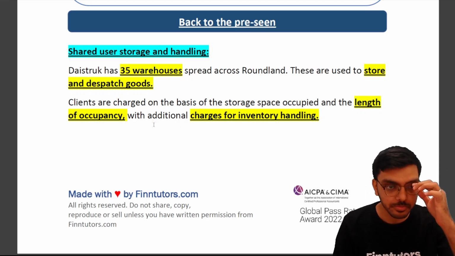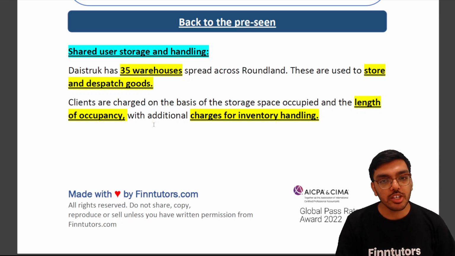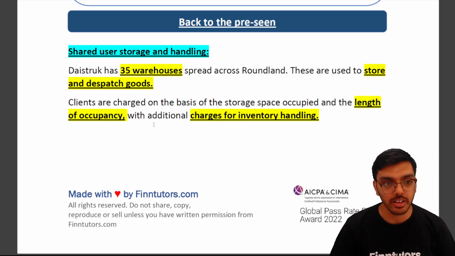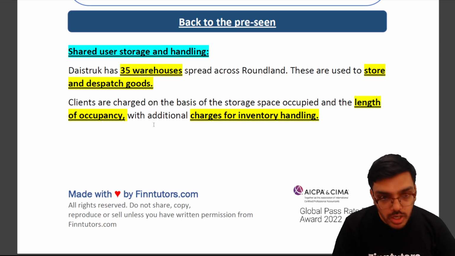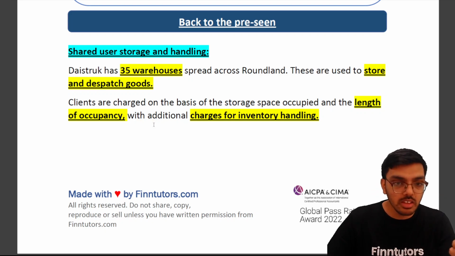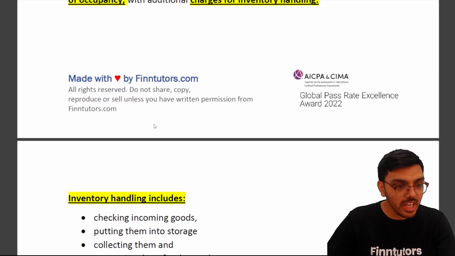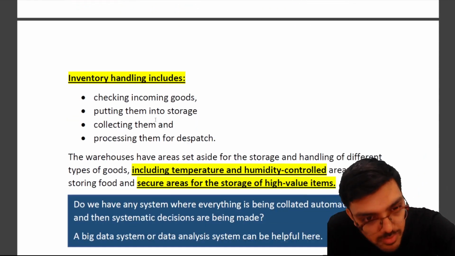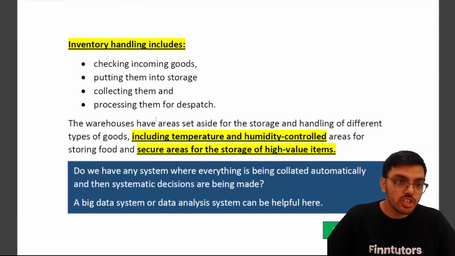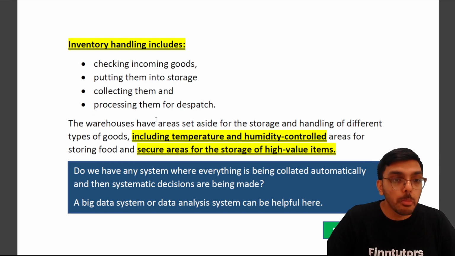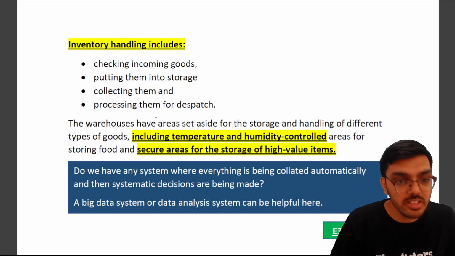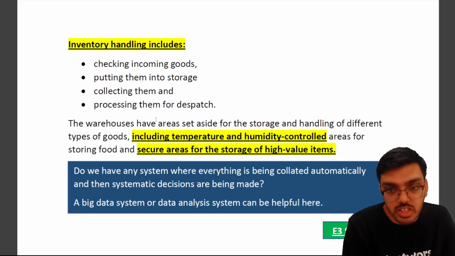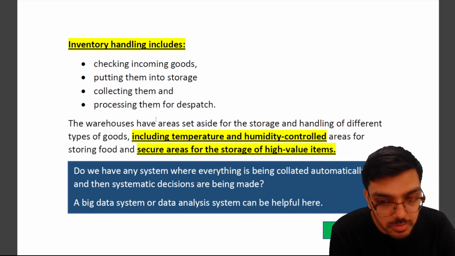We've learned that. So clients are charged on the basis of the storage space occupied and the length of occupancy, with additional charges for inventory handling if they choose it. So length, and how much space they occupy. Inventory handling includes checking incoming goods, putting them into storage, collecting them, and then processing them for dispatch. All of this is also a charge that is calculated.